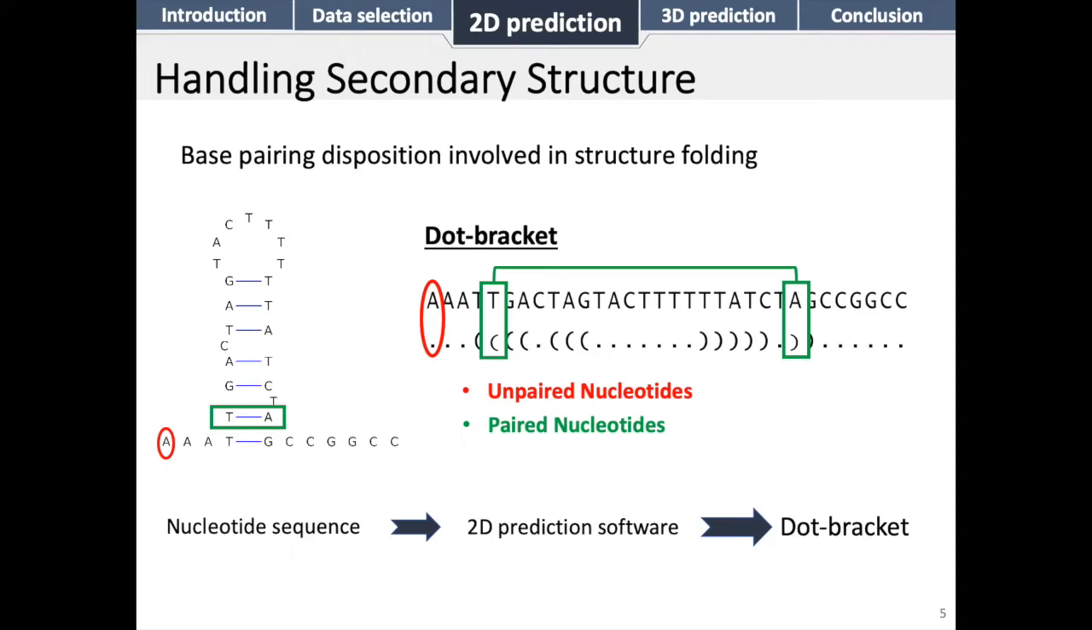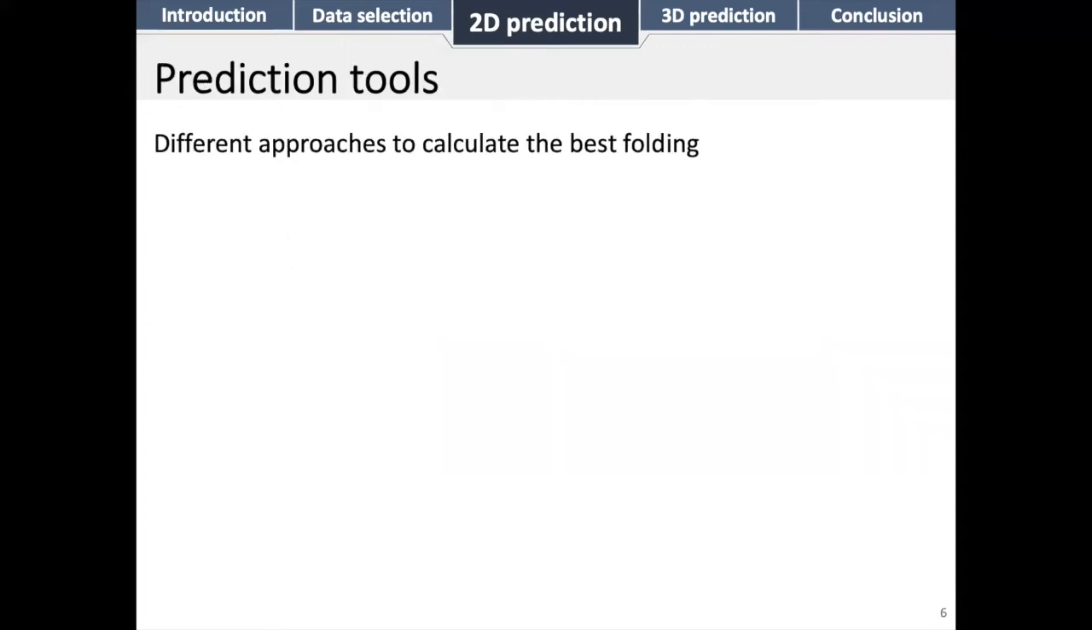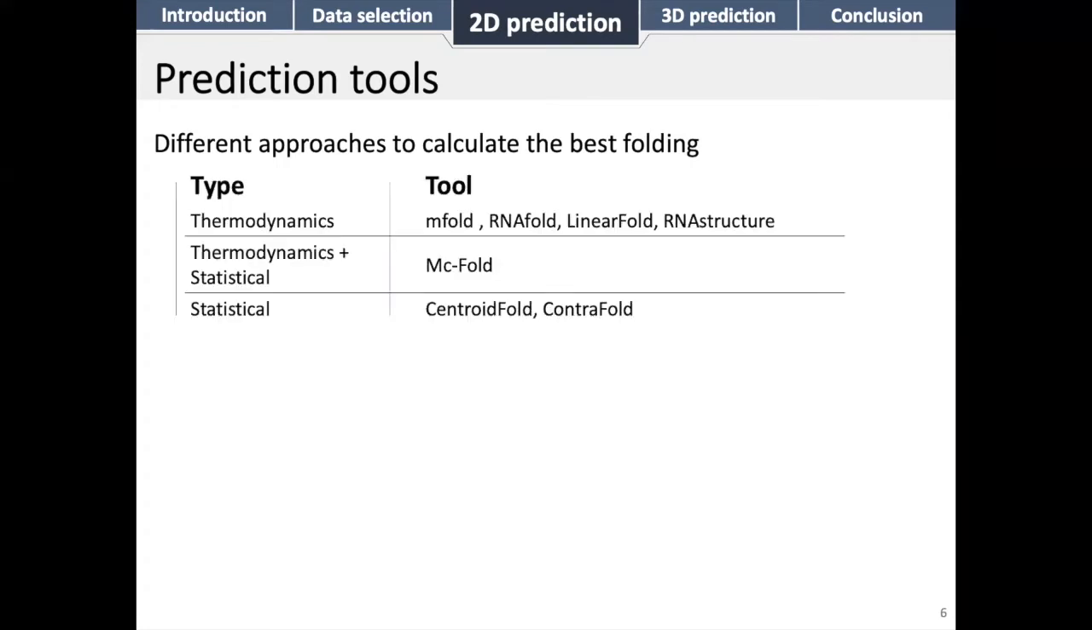So there are different approaches to calculate the best folding by using secondary structure prediction tools. And here is a non-exhaustive list of the different tools available for secondary structure predictions, classified by approach: thermodynamics prediction, statistical modeling, and some approaches able to combine both.